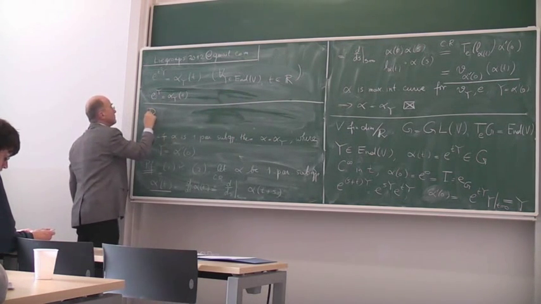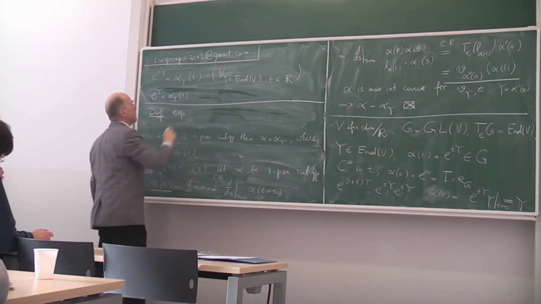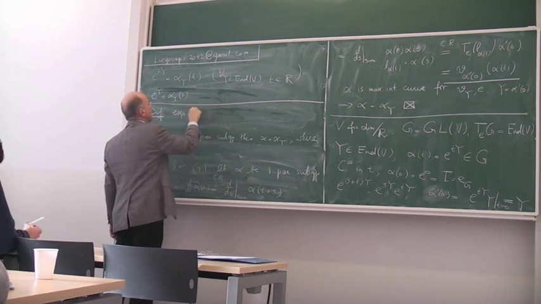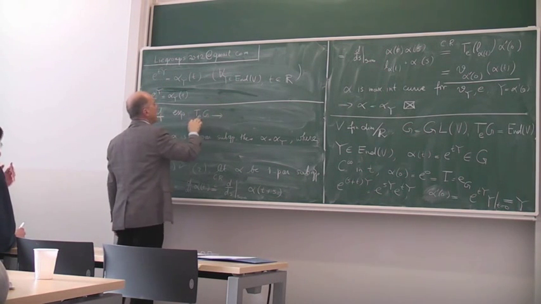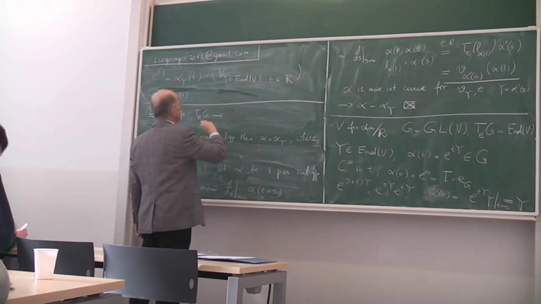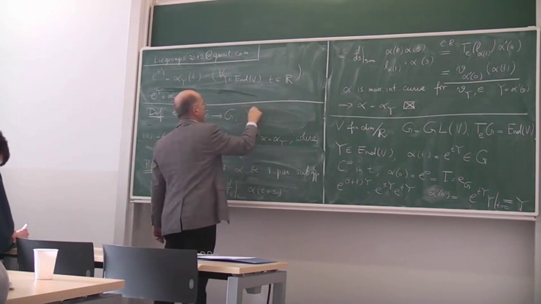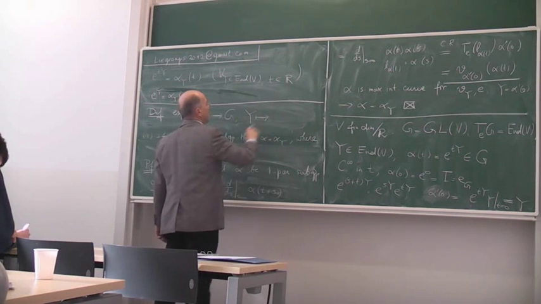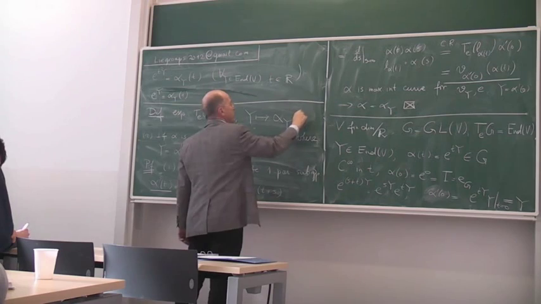Definition: the exponential map exp from the tangent space at the identity element to G is defined by mapping the vector y to take the corresponding one-parameter subgroup and evaluate in 1.